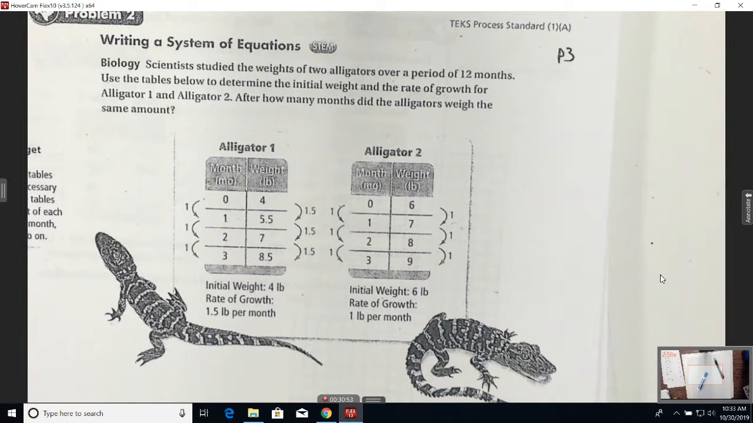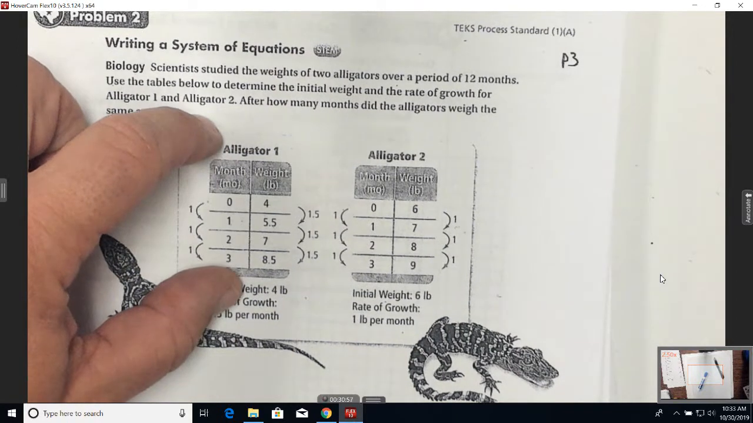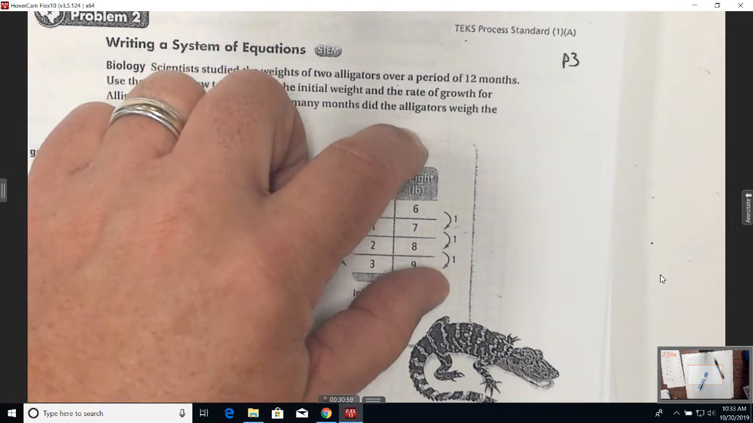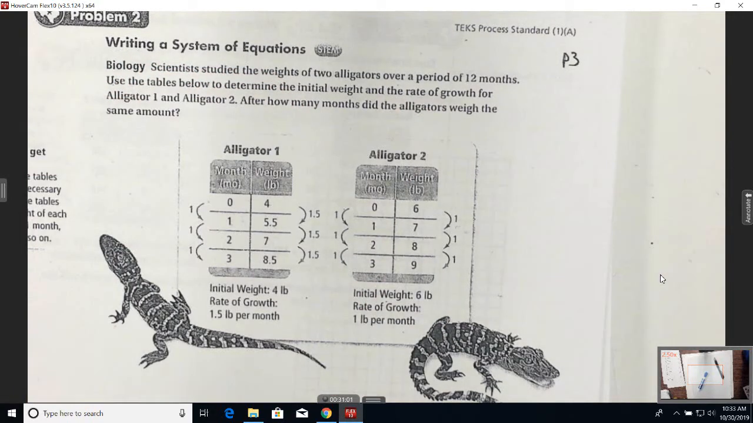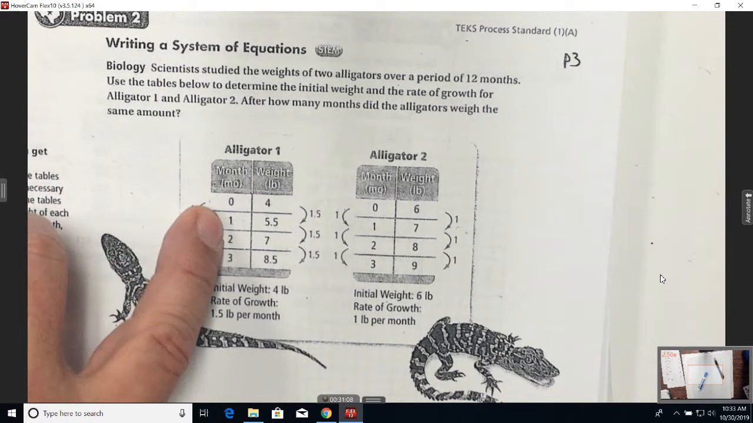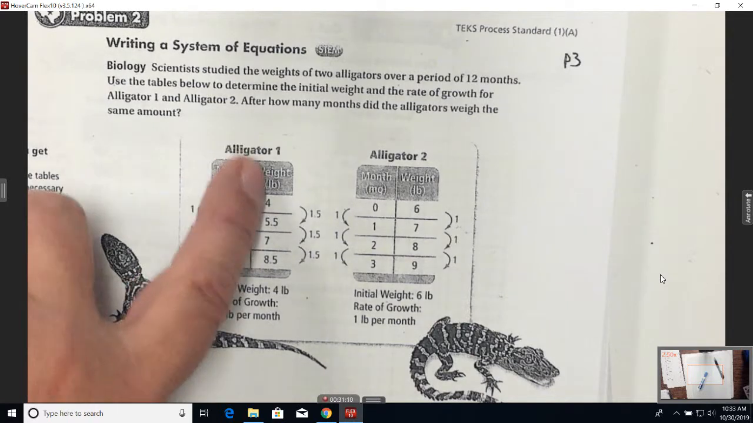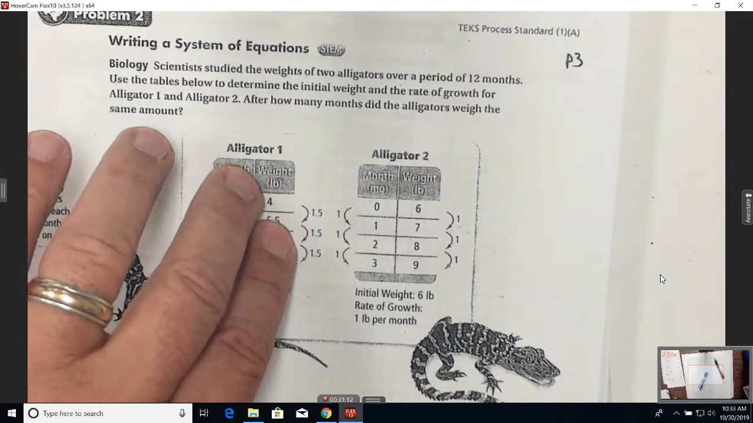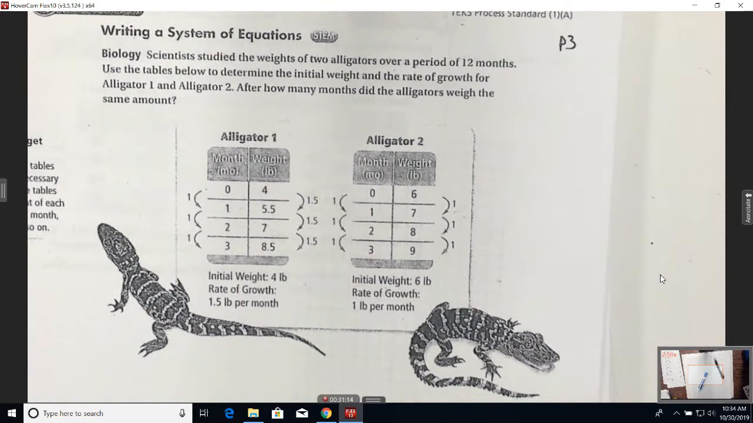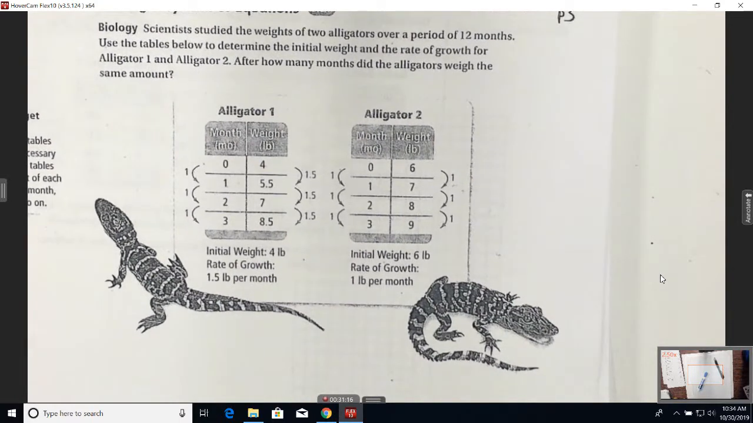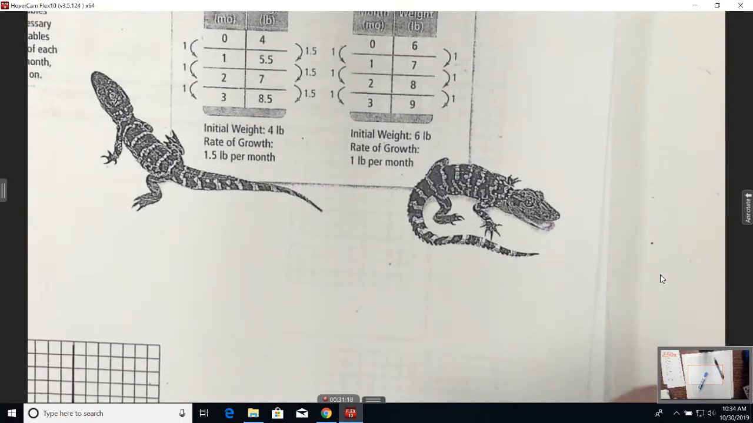How do I do this? Right? I've got to come up with an equation for alligator 1, an equation for alligator 2, and find where they cross. If I can find where they cross, I found the solution. The value of x, which is the number of months, and the weight where alligator 1 is exactly the same as alligator 2. You follow that? So how do I do it? What would my system of equations be?